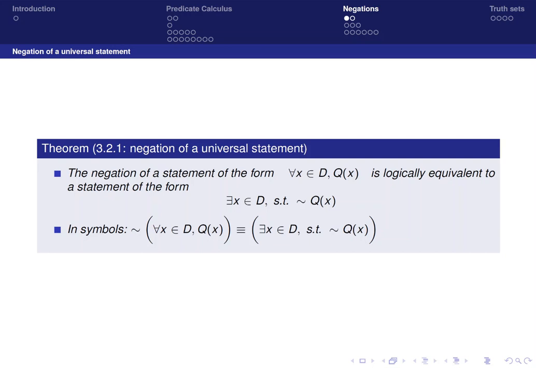Let's discuss the negation of universal statements. In Theorem 3.2.1, we are told that the negation of a universal statement is actually going to be an existential statement. So in other terms, the universal turns into an existential and the predicate itself gets negated. In symbols, the negation of the universal is an existential statement with the predicate being negated.